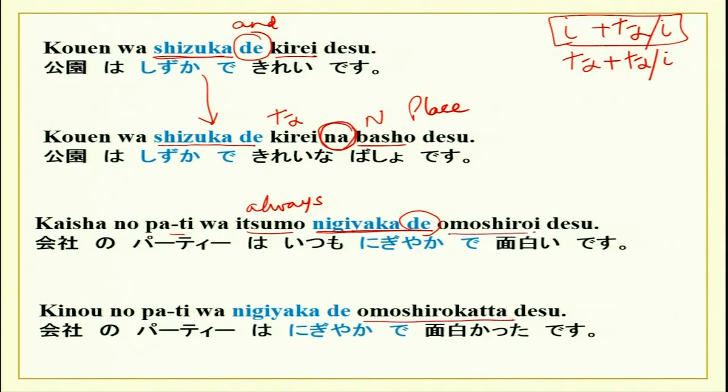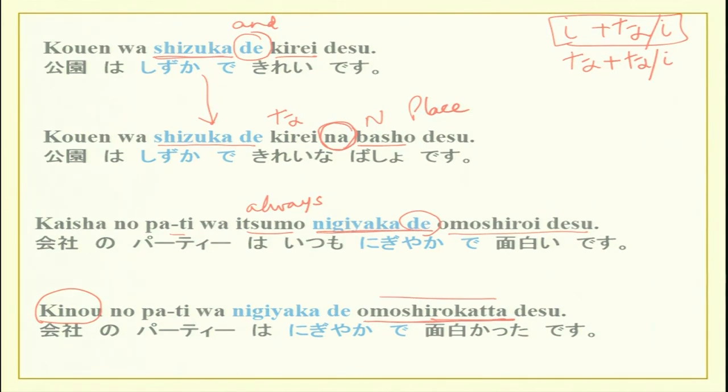Now, so far it has been in the present tense. Now we have the past tense. So, how do you make the past tense? Let us see how it is made. We have this word kino over here, thus you get a past tense. Kino, yesterday no party wa ningiyaka de omoshiro katta desu. It was interesting and lively.